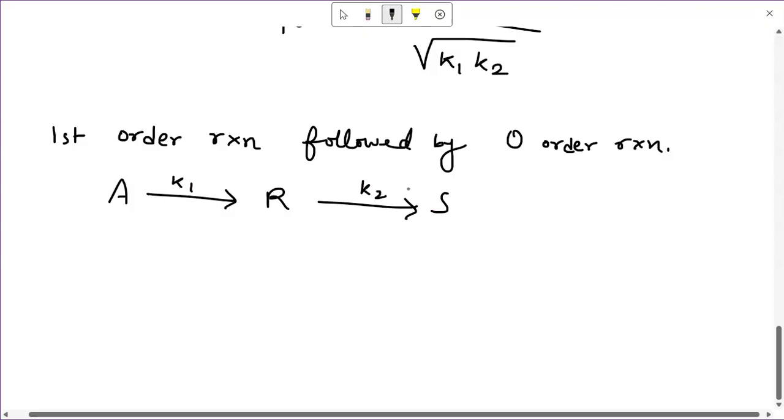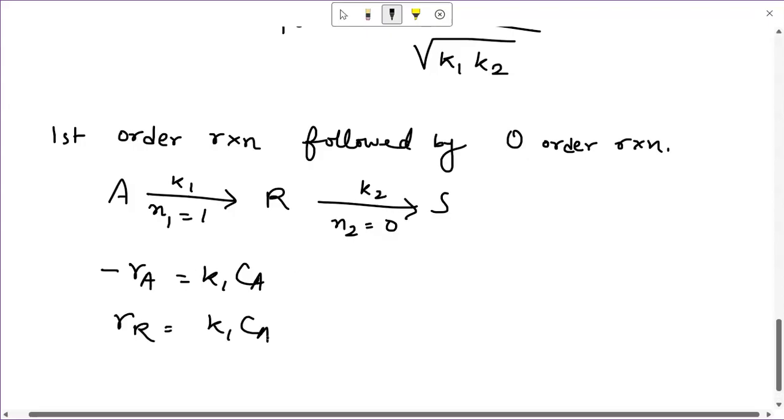K1 and K2 are the two respective rate constants, and for the first reaction the order is 1, and for the second reaction the order is 0. So if I write the rate expressions, it will be something like minus Ra equals K1 Ca, and Rr equals K1 Ca minus K2, because the second reaction is zeroth order, so it is independent of the concentration. And we are also writing a term capital K as K2 by Ca naught by K1.